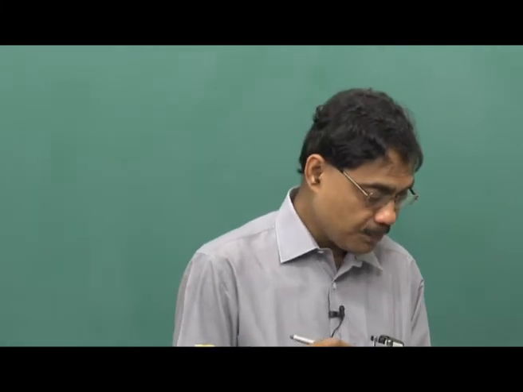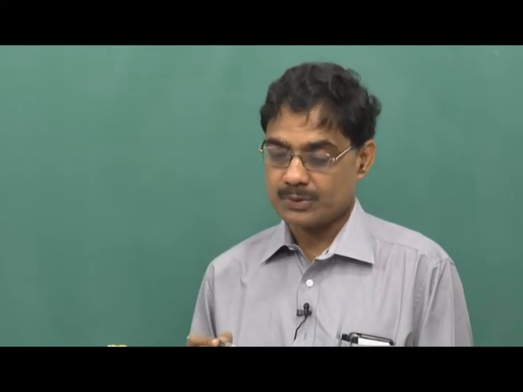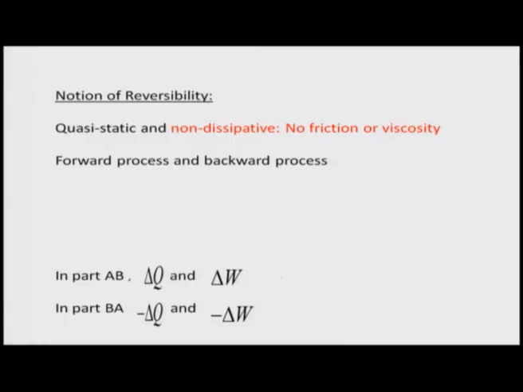Before that, I have to bring in the notion of reversibility. What do you mean by a reversible process? We have been talking about quasi-static processes. So, whatever processes we have used so far are quasi-static. Small changes, the system is always in equilibrium, or at least I can assume within the time scale of the experiment the system is in equilibrium. If it is an ideal gas, I can write PV is equal to nRT. Furthermore, I will now assume that it is non-dissipative, no friction or viscosity. There is no dissipative force.